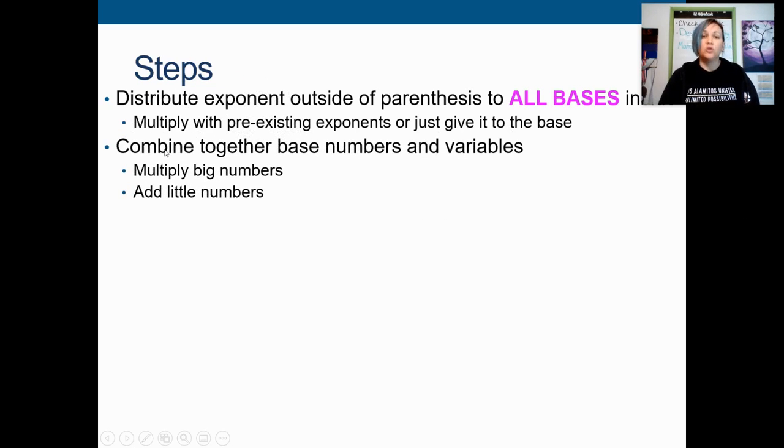For the next step, you should find everything that has a like base and put them together. If they're coefficients, which are just numbers without exponents, you are allowed to multiply those numbers together. But if it's a variable with an exponent, then you're going to add the exponents. So multiply big numbers and add little numbers. This is combining together the things that are like, the things that are similar.